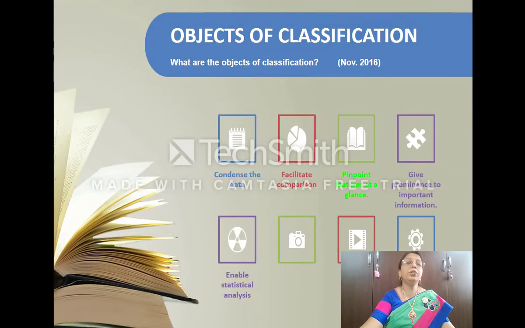Now moving on to the object of classification. So we classify data to condense the data and to facilitate comparison, to pinpoint the features just at a glance. By looking at it, you should be able to find out. It gives prominence to important information, and it also helps in statistical analysis. So this is the object of classification.